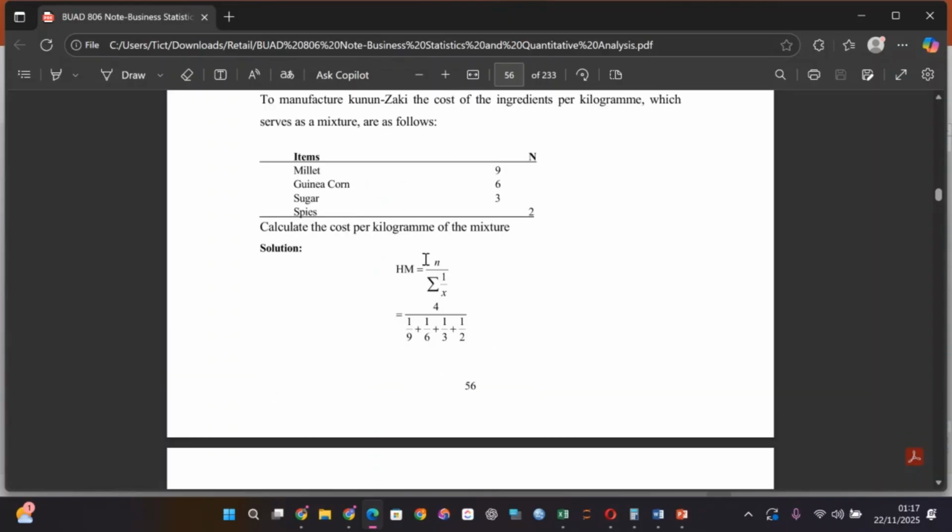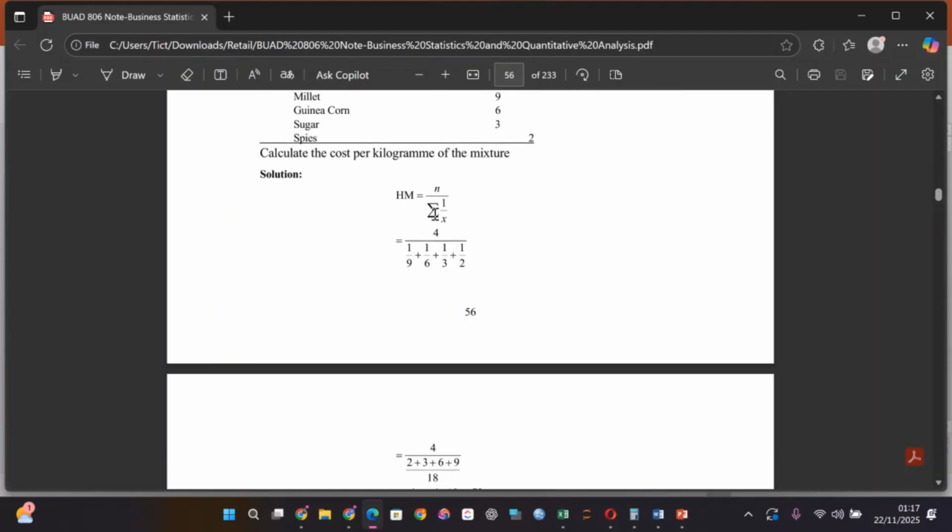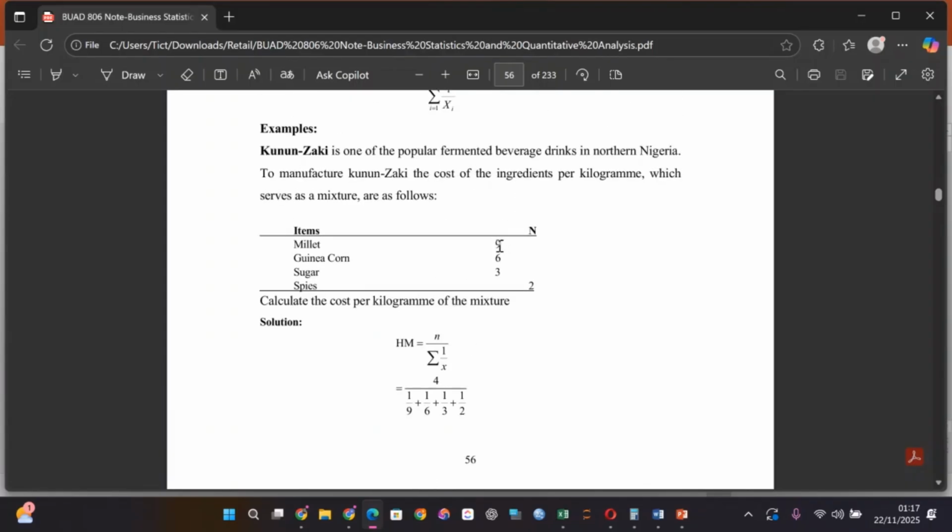The harmonic mean has a formula, right? The formula is n over the summation of 1 over x. The n here is the total number of items. If you look at it, we have one, two, three, four items. So n represents the four. Now what is x? Each of these items is x: x1, x2, x3, x4. Do you understand? Then we take the summation of it, right?